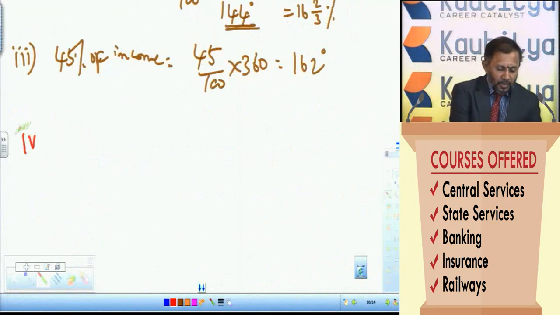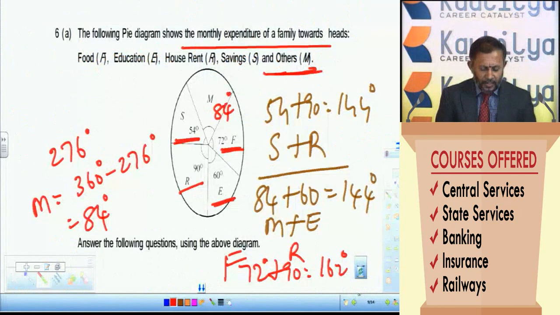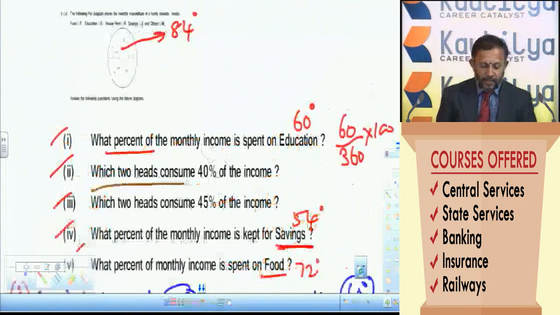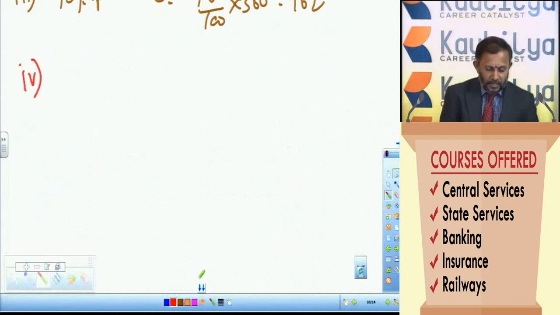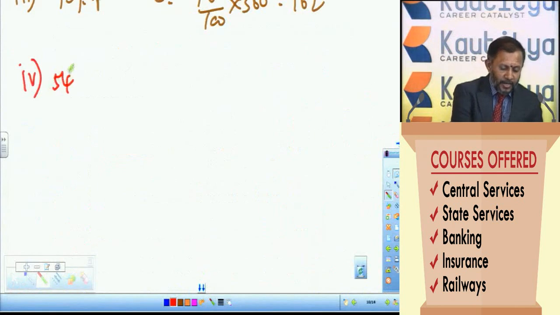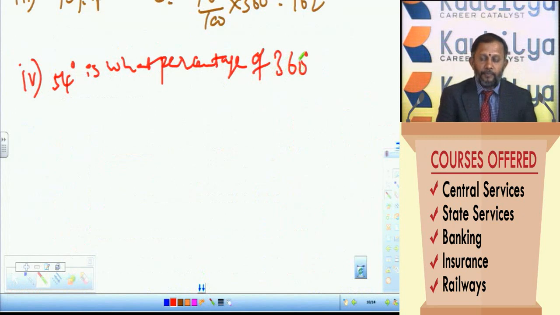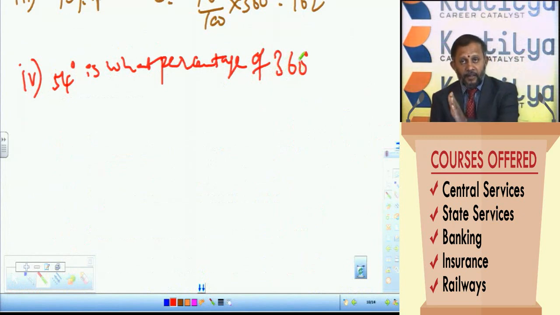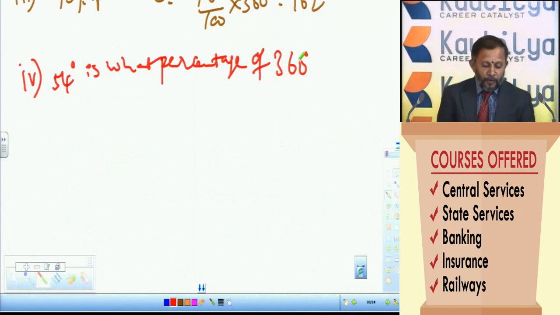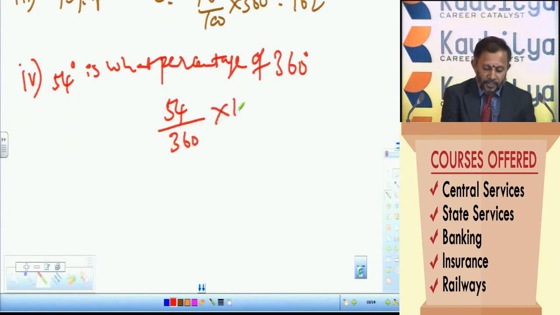So first of all, you have to identify the savings part is 54 degrees. So you have to calculate 54 degrees is what percentage of the total value 360 degrees. The question is what percent of the total income is kept aside for savings part. So 54 degrees is what percent of 360.